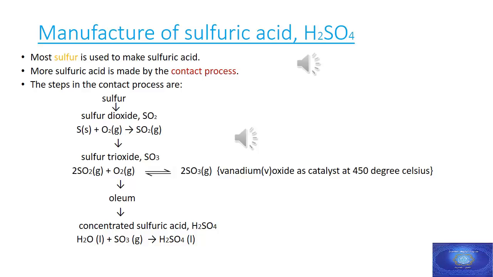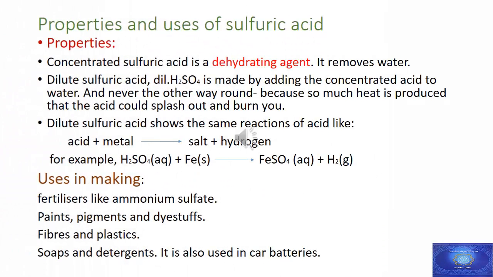Okay, and at last, when water is added to the oleum, we get sulfuric acid, H2SO4. This is how sulfuric acid is prepared by the contact process. In the next lesson, we will learn about properties and uses of sulfuric acid.